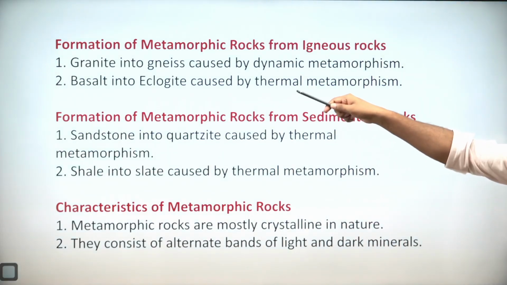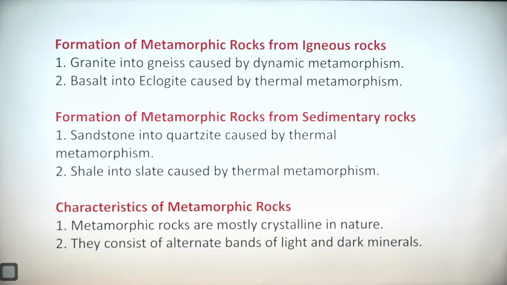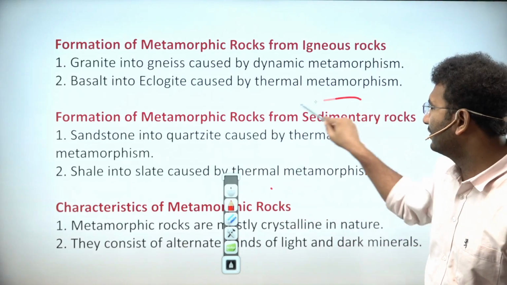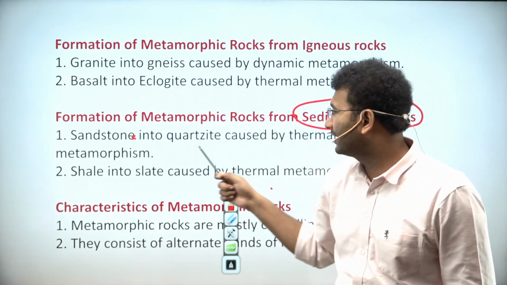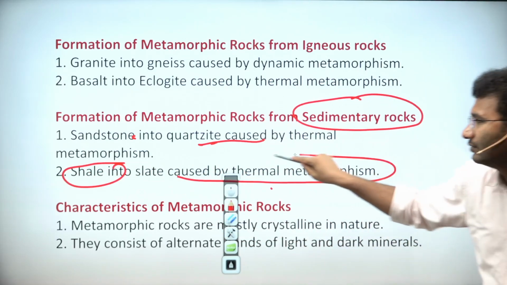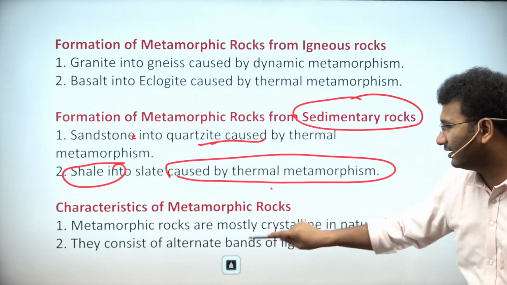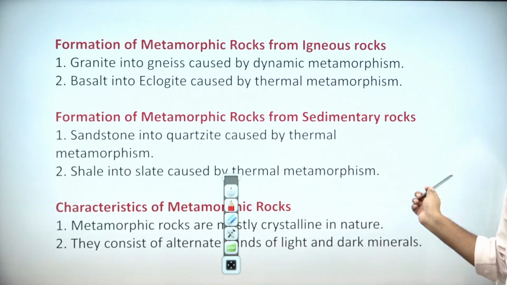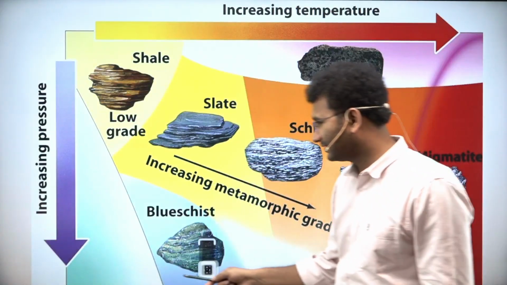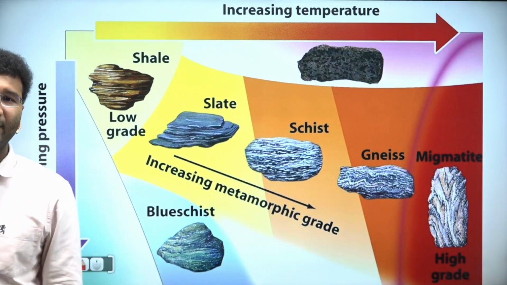Granite can be converted into gneiss, which is caused by dynamic metamorphism, whereas basalt can be converted into eclogite, which is caused by thermal metamorphism. Whereas if you look into the sedimentary rocks, sandstone can be converted into quartzite. Likewise, shale can be converted into slate. Let me show you the images. I know this is a little difficult for you to understand, but look at this image. It will give you a better understanding.